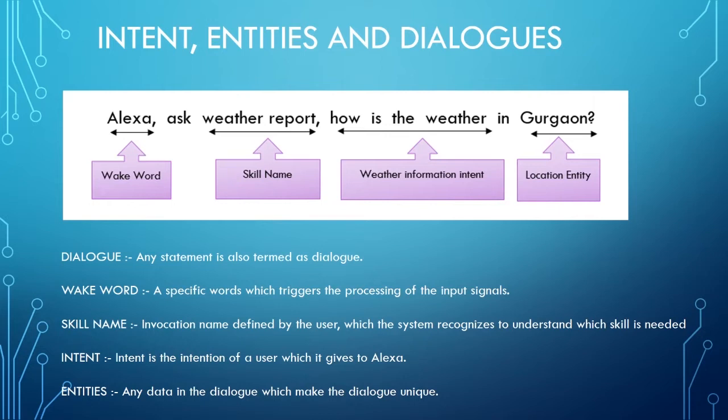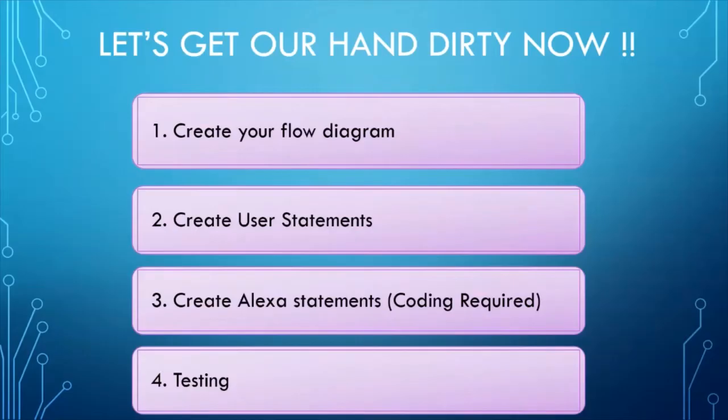One thing we need to keep in mind is that a single skill can have multiple intents. A single intent can have multiple dialogues, and a single dialogue can have multiple slots. So now we have created our flow in which we will be moving while creating our Alexa skills.